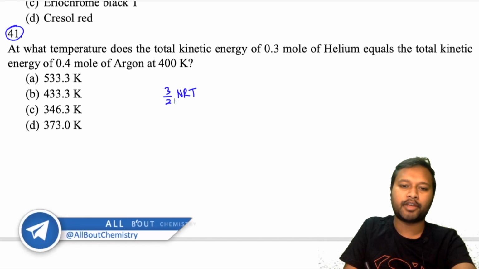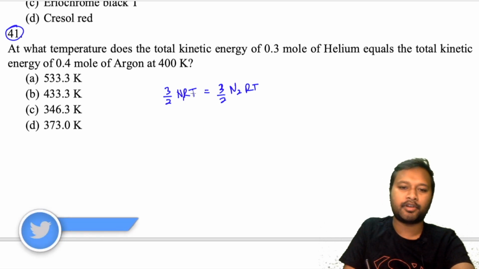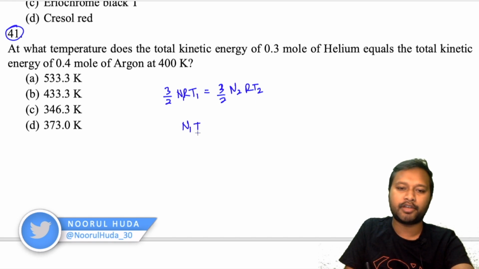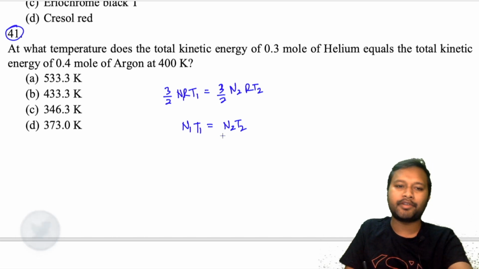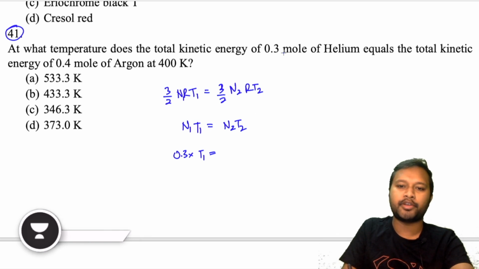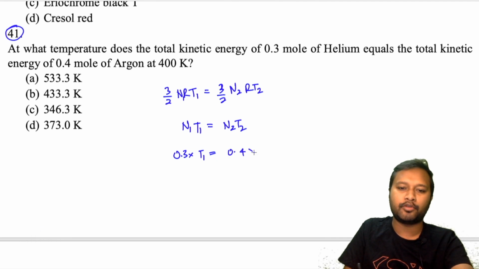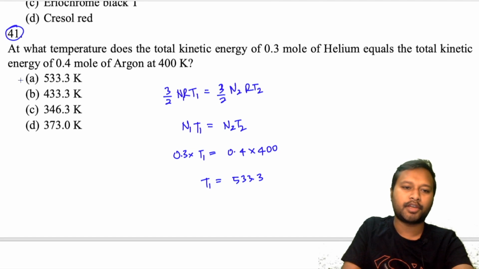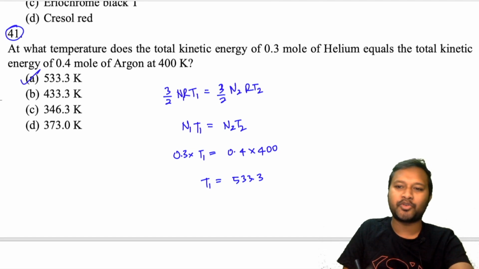So using this formula, you can write 3/2 n1 R T1 equals 3/2 n2 R T2, because you have to calculate the temperature. The rest of the things will get cancelled out. n1 T1 will be equal to n2 T2. Put in the values of the number of moles, so that is 3 into T1 equals, because that's 0.3 actually, 0.3 moles of helium equal to 0.4 moles of argon, and the temperature is given to you as 400. Solve this up and you will get T1 equals 533.3. So the correct option is option number A. Alright, let's go for the next one then.